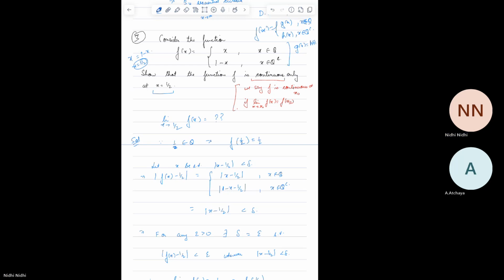Okay. So next comes the uniform continuity. We started with limit, then we have continuity. Next comes the topic of uniform continuity. So I'll just recall the definition.